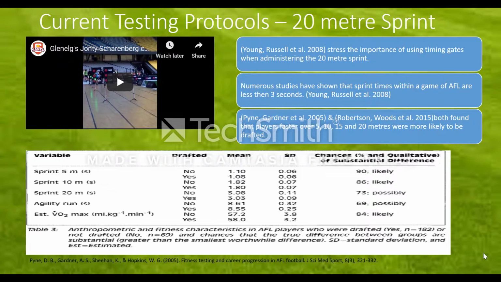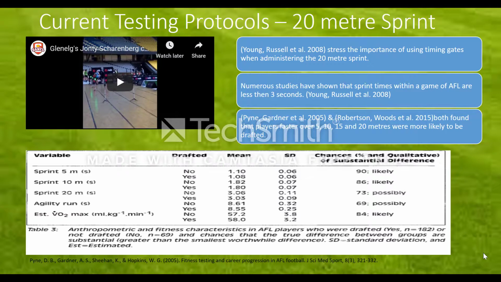When doing any sort of short distance testing, it is really important to use timing gates for reliability purposes. Within the game of AFL, numerous studies have shown that actual sprint time within games lasts less than 3 seconds, which makes a 20-metre sprint a must for any talent identification program.